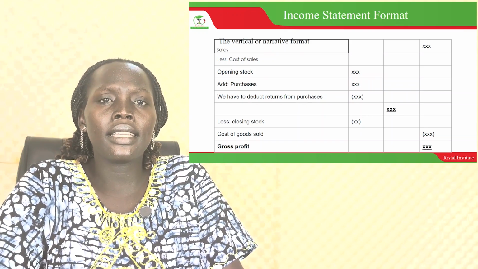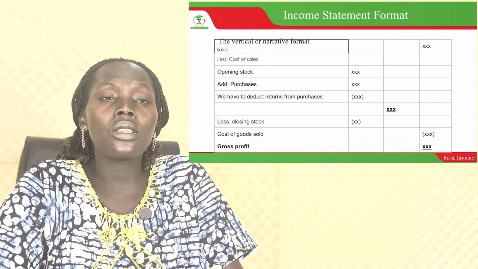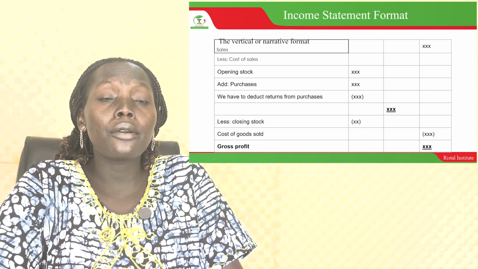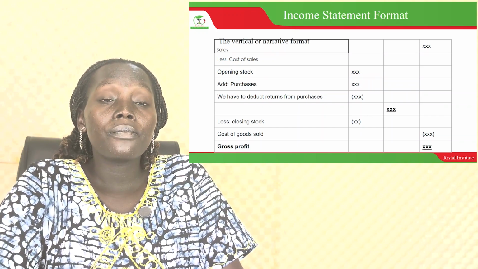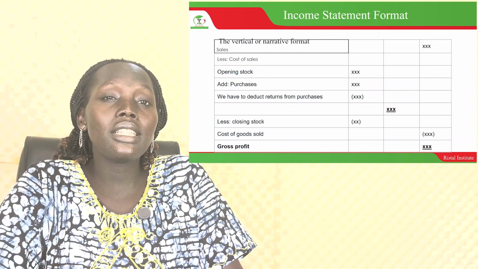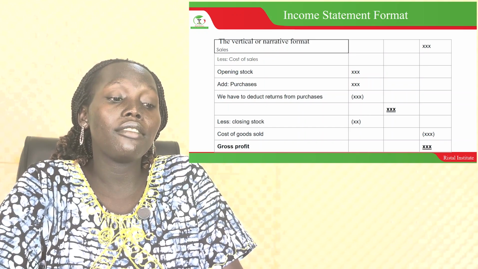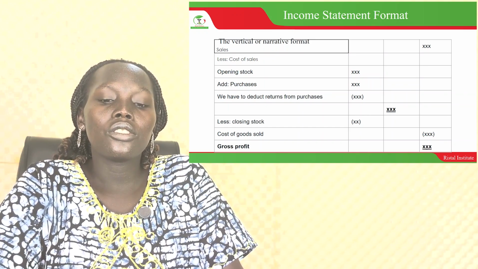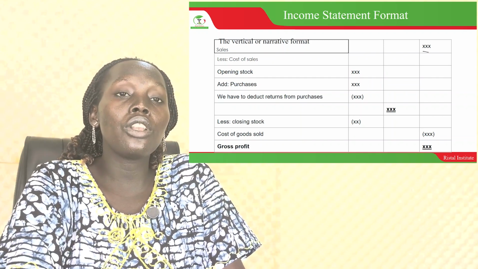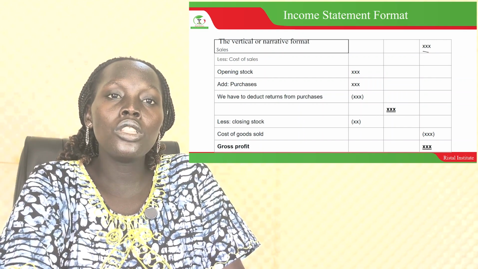So when we are starting, remember we want to see whether the business is making profit or loss. So we are calculating, our target is to find out. When you're starting, in a company or an organization, you have your sales. So you start with your sales. You put your sales. Then after the sales, you less what we call the cost of sales or cost of goods sold.